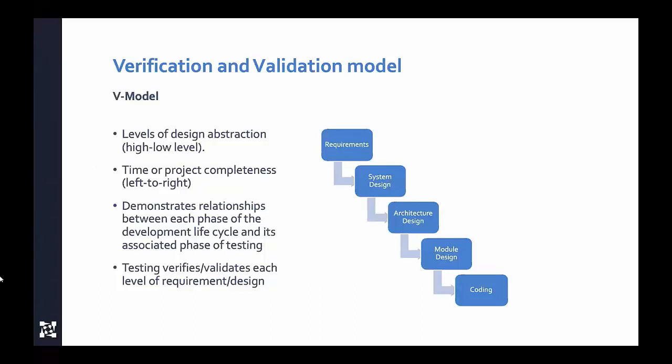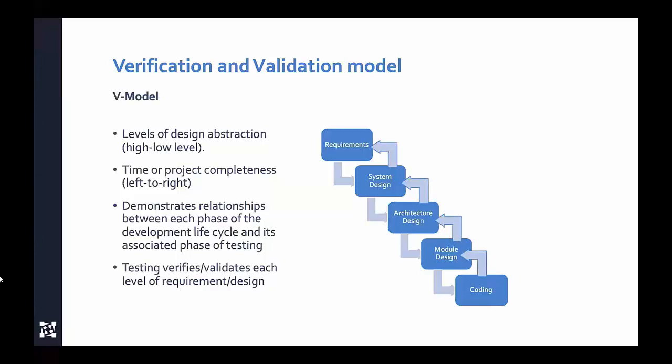Typically, what many folks refer to as this thing called the V model, so kind of going down the left side of the slope, where we are going from high to low level requirements or design specification, and then as we go left to right, our time is kind of the project completeness timeline. And the key thing is that this isn't just a one-directional flow.